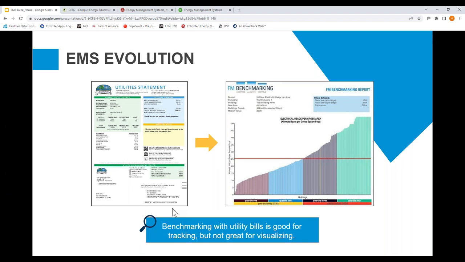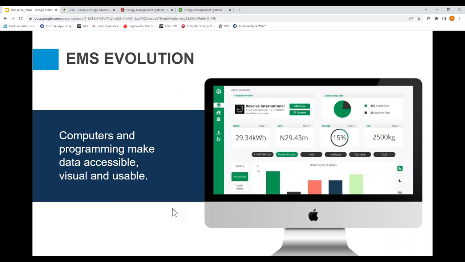Because once we see that we're not doing as efficiently as we'd like, we've got to be able to dig in there and start to understand why and be able to get some useful information. So how do we do that? Well, again, an EMS really needs to understand energy usage and the costs in a meaningful way. And modern day computers and software help us do that, but also help us do it very efficiently and effectively.